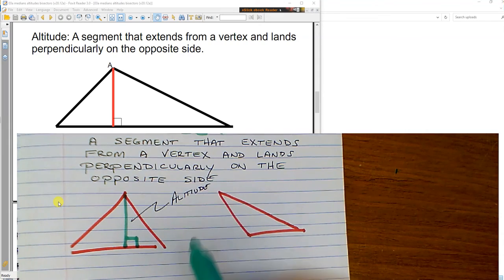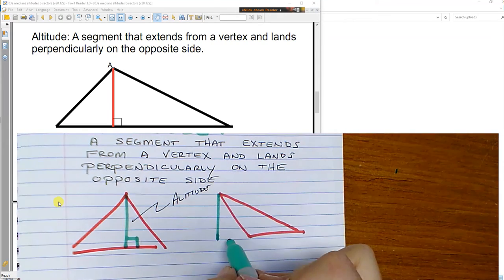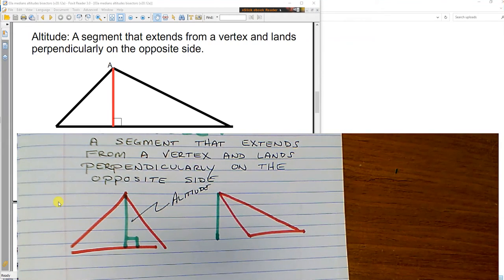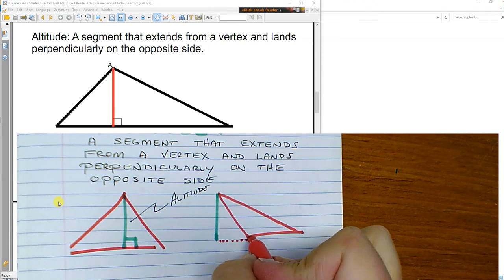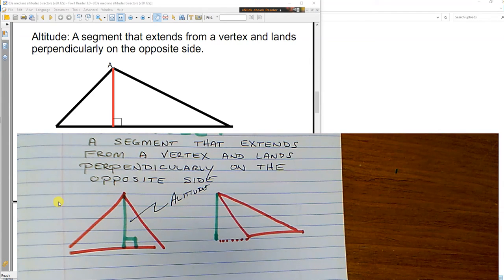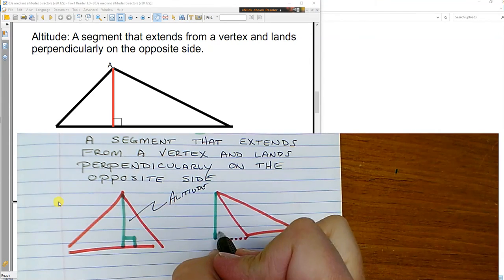The thing is, this would also be considered an altitude. I would have to extend this side out. Well, I think you get the idea. That's also an altitude, even though it's not really hitting the side.